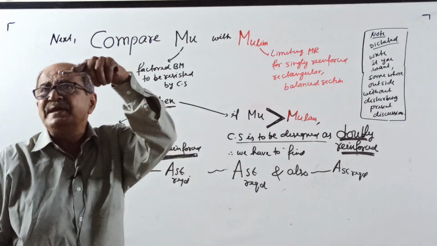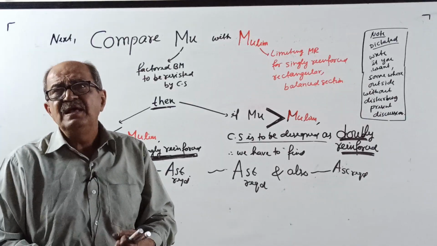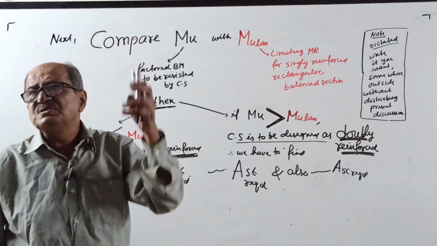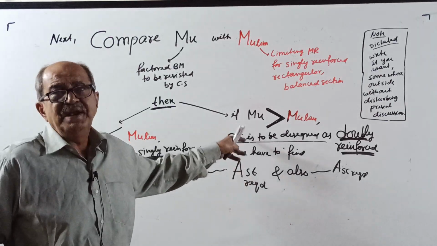Then I will give numerical examples: one example for singly, one for doubly, then another two examples. Practice questions I will give you, work those out. This part will be completed.